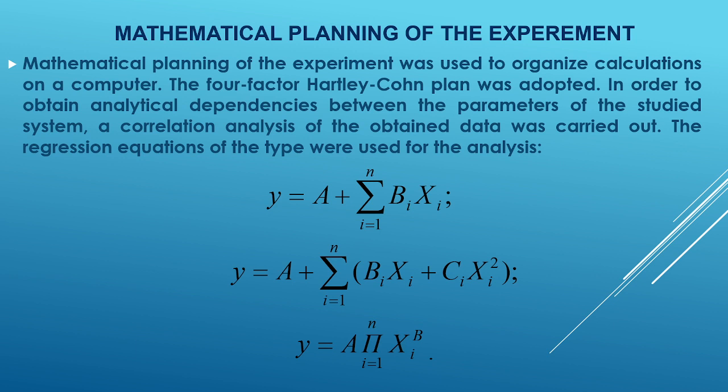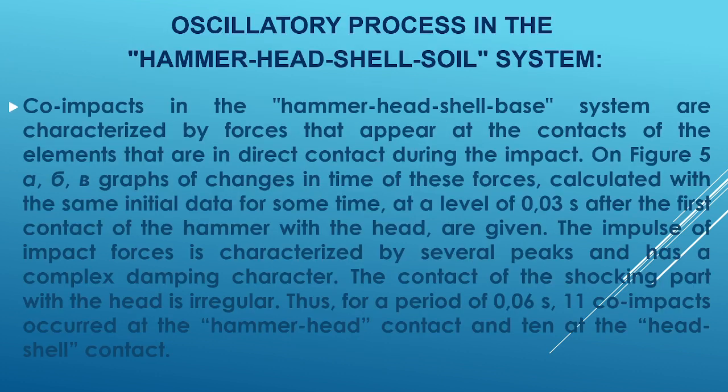In order to obtain analytical dependencies between the parameters of the studied system, a correlation analysis of the obtained data was carried out. Regression equations of this type were used for the analysis. Here are these equations. Oscillatory processes in the system: hammer, head, soil, shell-soil system.